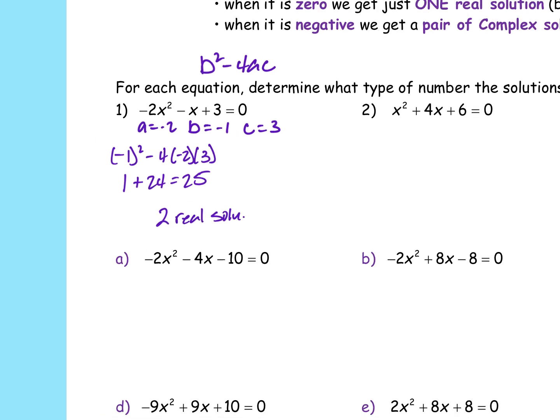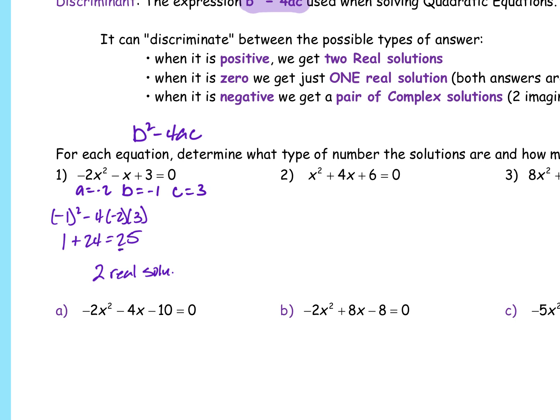Okay, and it says, how do I know I have two real solutions? Because 25 is positive, I have two real solutions. Okay?